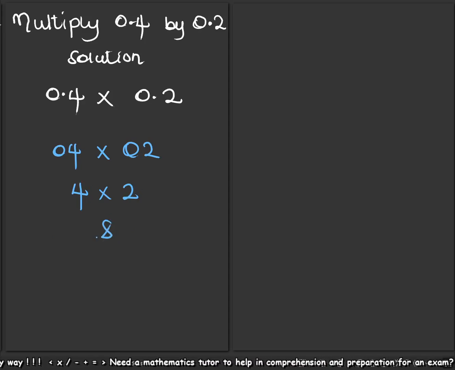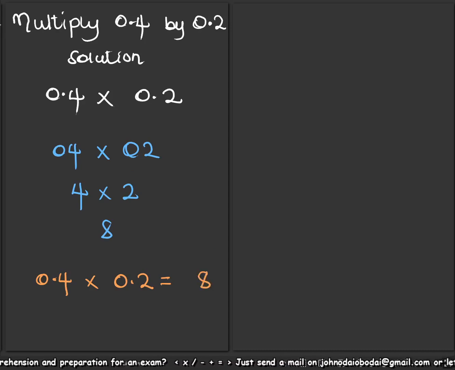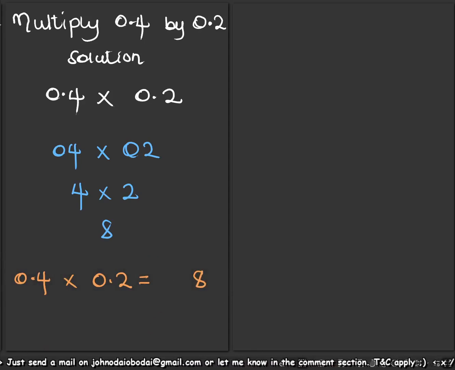8. Okay, so this here could help us get our answer. So we say our 0.4 times the 0.2 is equal to, then put an 8 over there. But that is not your final answer. What you want to do is look at the sum of the number of decimal places. What I mean is, we had just one digit here. So that is 1. Then there's also one digit here. That is 1 as well. So we add them together. 1 plus 1 making 2. So it means we put a point here.